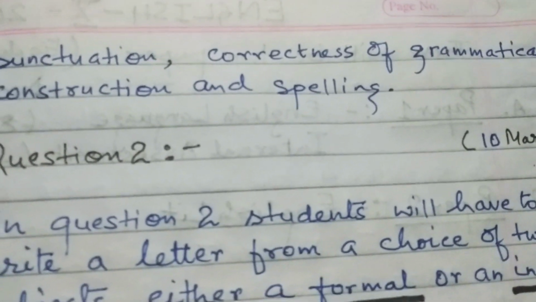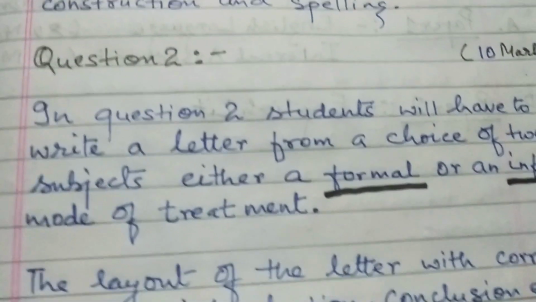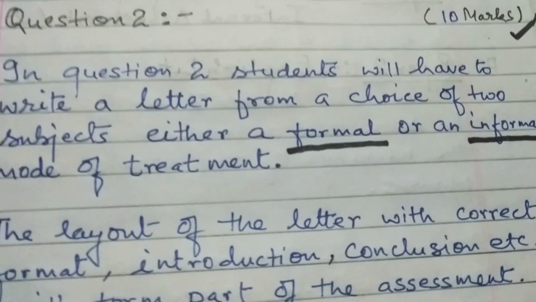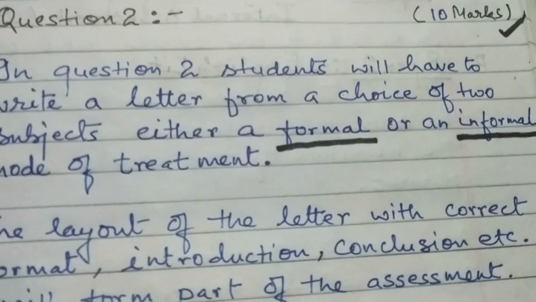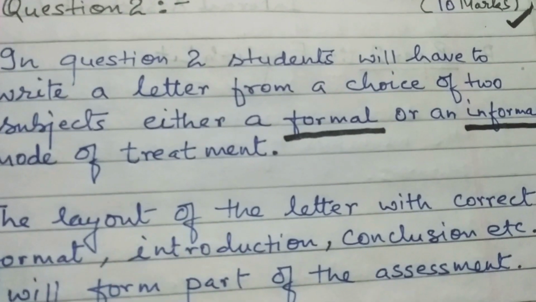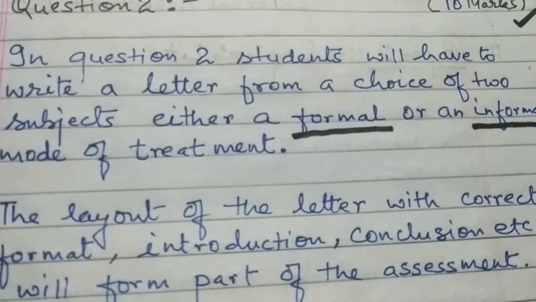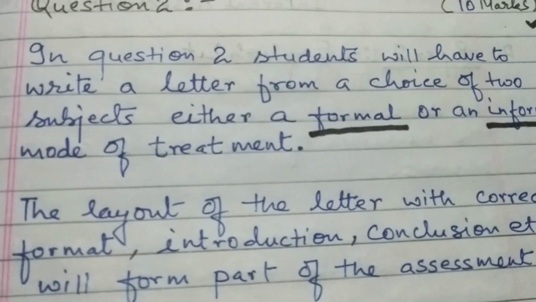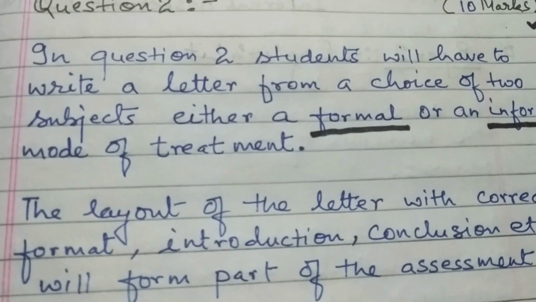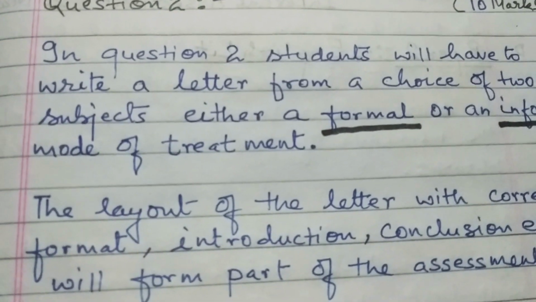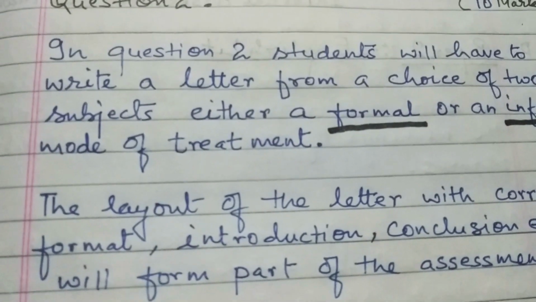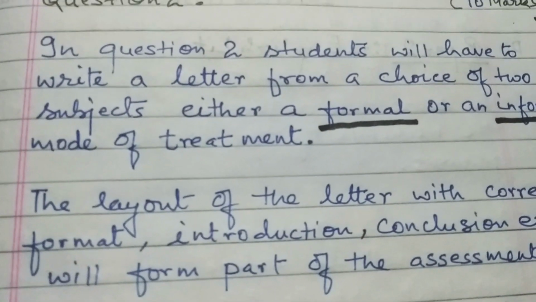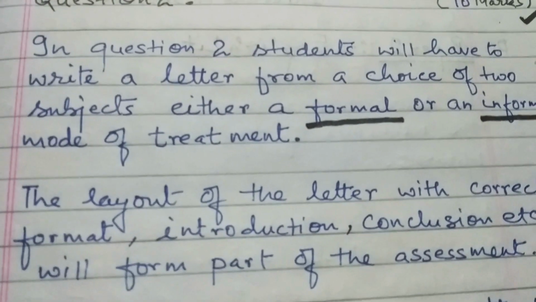Now we will move to question number 2. In question number 2, my dear students, you will have to write a letter and you will be getting a choice from 2 subjects, either a formal letter or an informal letter. So question 2 also carries 2 sections, 2A and 2B. It means there will be a choice for you, either you can write a formal letter or an informal letter.